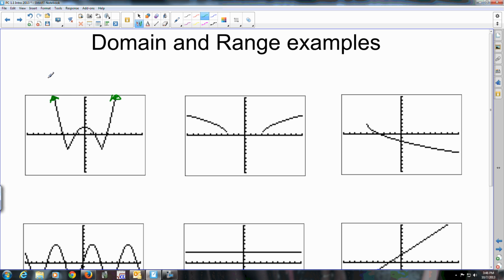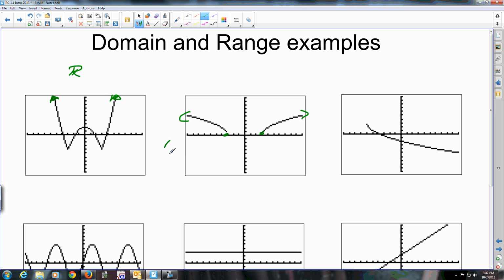Does it look like this graph will go as far left as it wants? Yeah. As far right as it wants? Absolutely. So the domain would be all reals because there's no gaps either. This graph looks like it's heading out like this. It's starting here and here. Can you go as far left as you want? Yeah. Can you go as far right as you want? Yeah, but you got this big old gap in the middle. So how about if I use the interval notation?